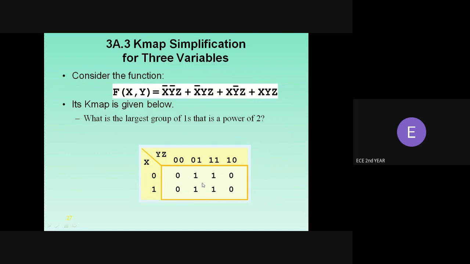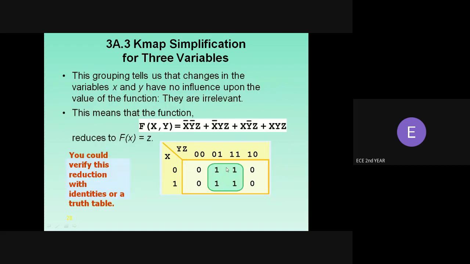Let us see how to obtain the equation. We have to group the maximum number of ones. The number of ones present in this map is nothing but four 1s. Let us see the grouping. So here you see four ones are mapped here, and how we will write the equation, that matters. So you see here, four ones are available.